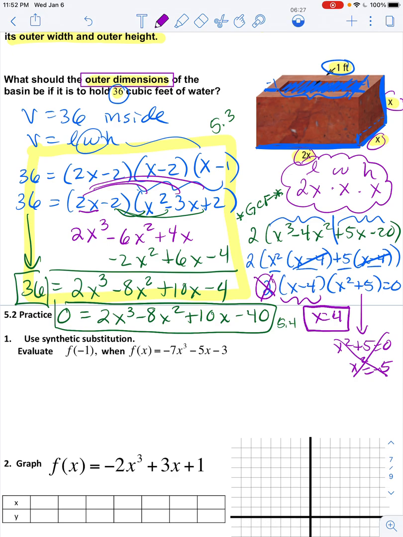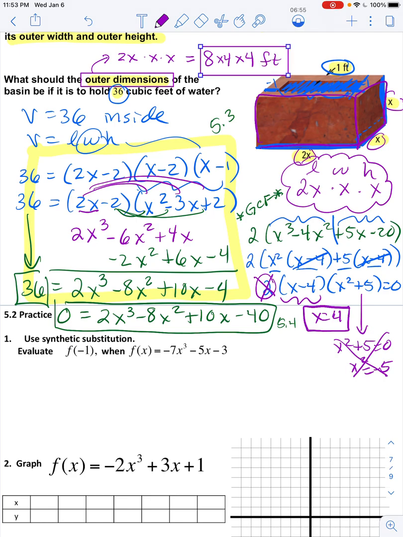So after all of this work, I can finally answer this question. The outer dimensions, which are going to be 2x by x by x, knowing that x is 4, are going to be 8 by 4 by 4 feet.